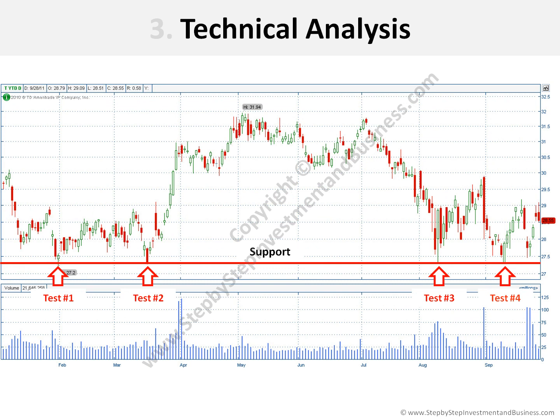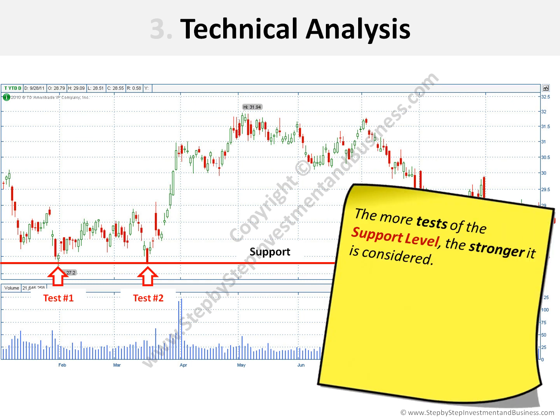Here, in another example, we can see that the lowest price at which the stock was traded is a value slightly lower than $27.5, and even the stock had 4 tests of that price. Clearly, this price level, close to 27.5, is support for the stock. It is important to mention that the more tests of the support level, the stronger it is considered. As we will see later, this is very important.